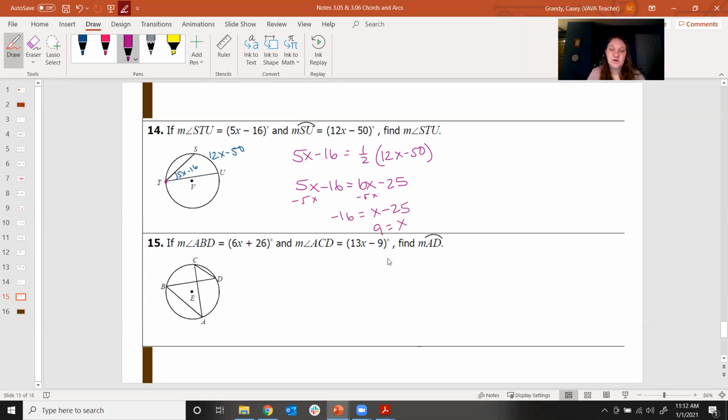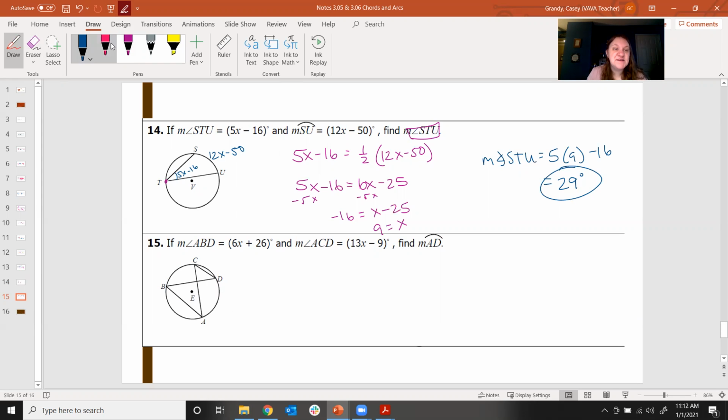Okay, so x equals 9 is great, but that doesn't answer the question. So we're going to go back to angle STU, and we're going to plug in 9 for x. 5 times 9 minus 16. Use a calculator if you need to. We get 29 degrees. If you wanted to double check this even further, you can plug your 9 in for the x on arc SU. 12 times 9 minus 50 is 58. 29 times 2 is indeed 58. So we solved it correctly.